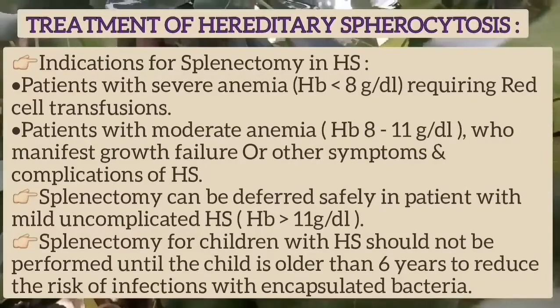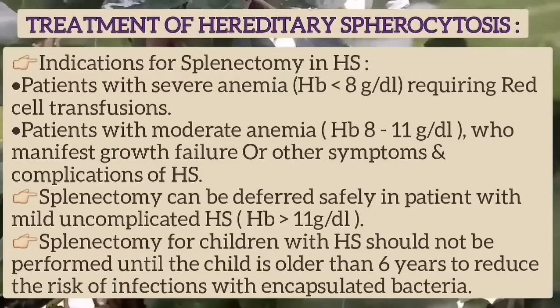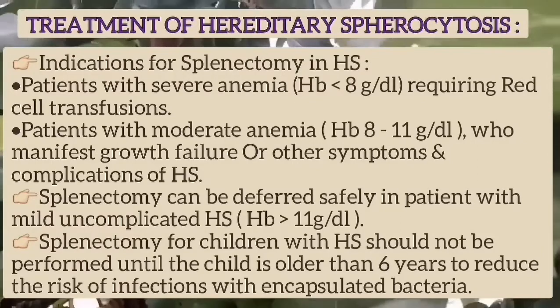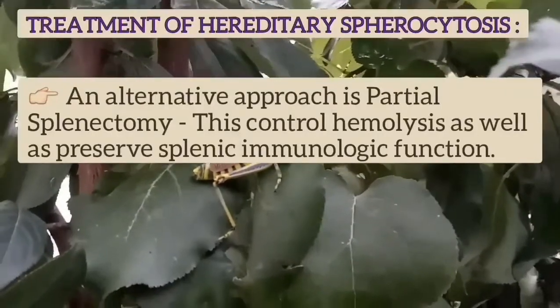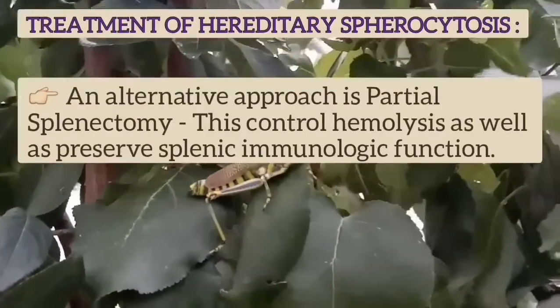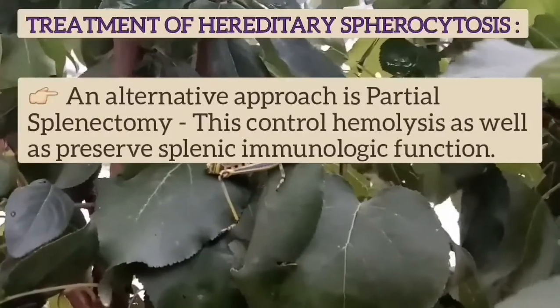Splenectomy for children with HS should not be performed until the child is older than 6 years to reduce the risk of infection with encapsulated bacteria. Now, an alternative approach is partial splenectomy. It controls hemolysis as well as preserves splenic immunological function.